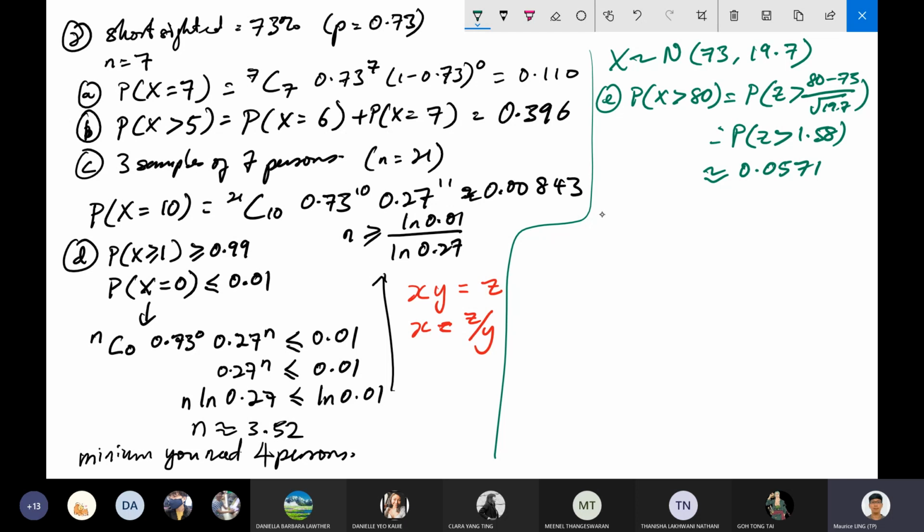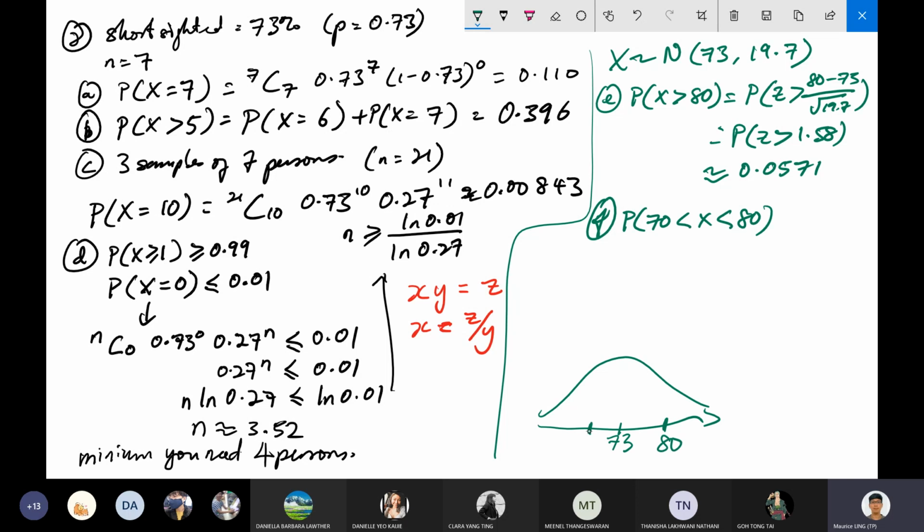All right, then F, P is between 70 and 80. Okay, between 70 and 80, you draw the graph again. So now you have 73. Okay, so this is 80. So you have 70 here. So you already know that this part, what?